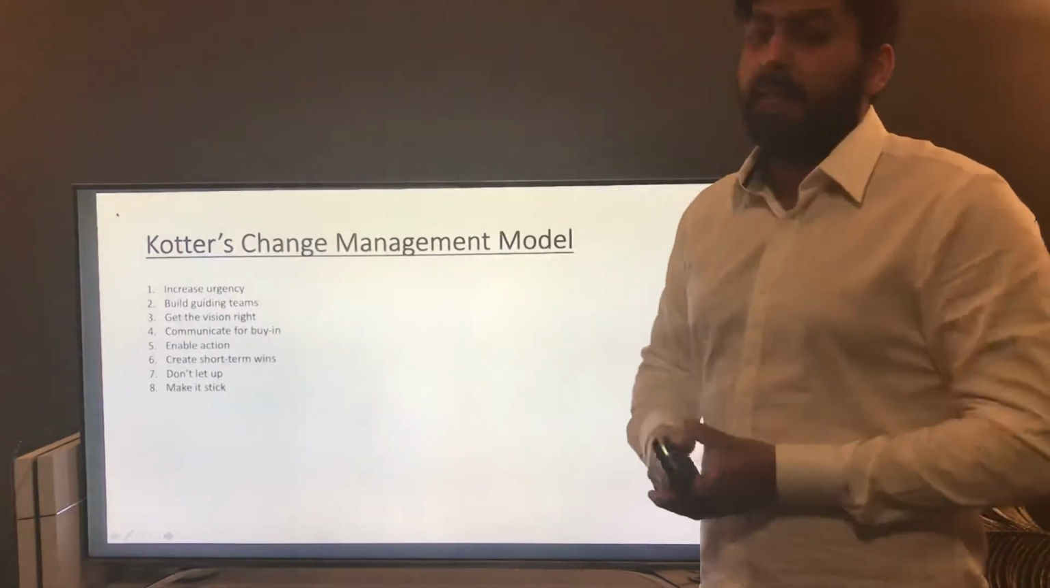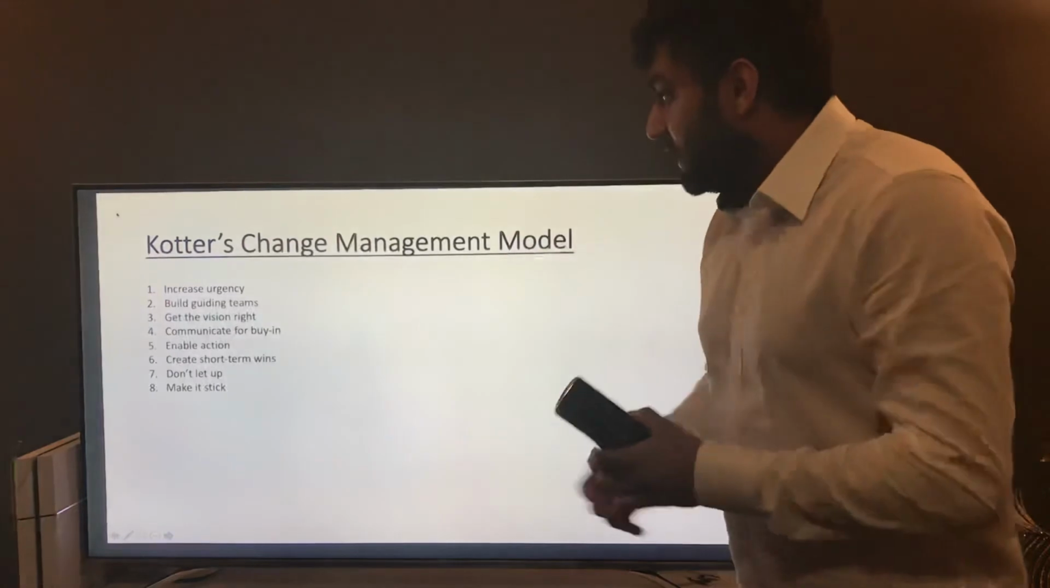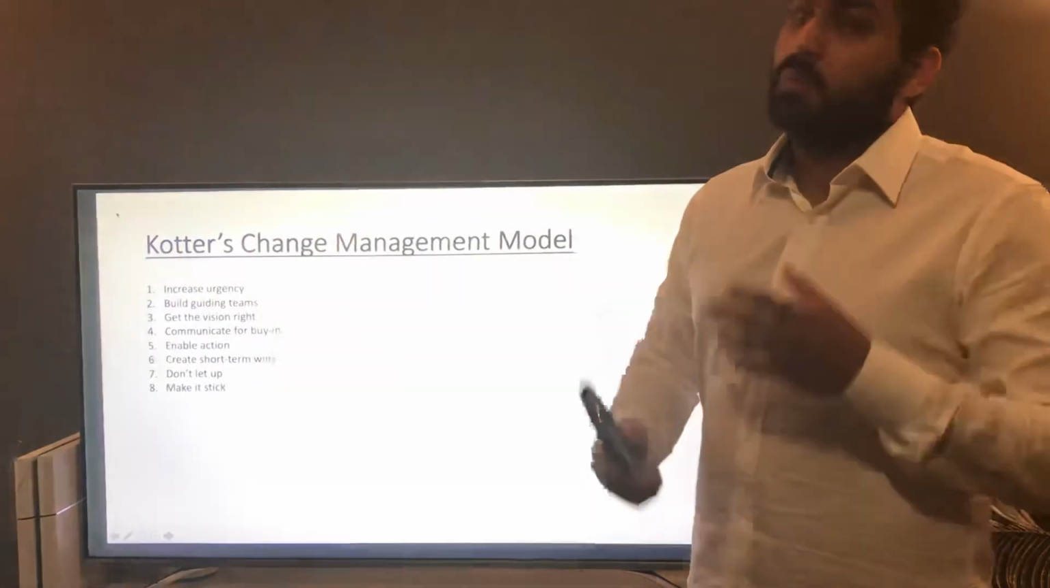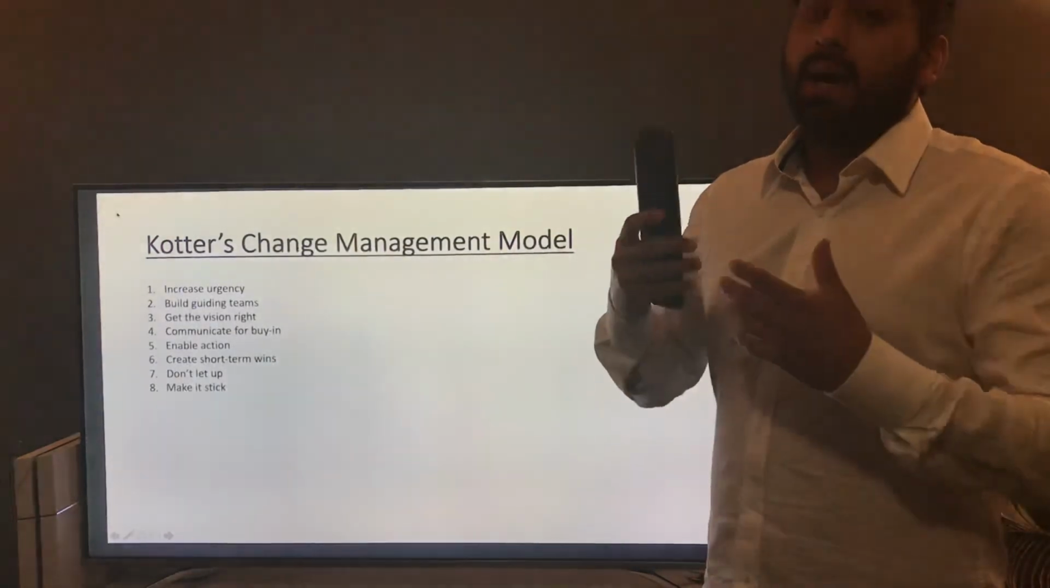So after following this, we can pretty much bring the change in our hospital, which would be a great change, which would be accepted by everyone.